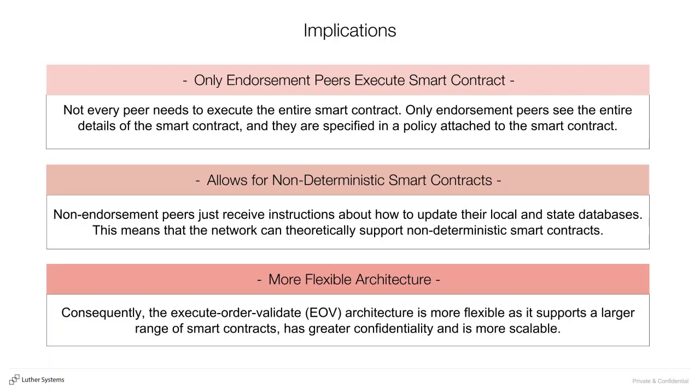Another implication of this architecture is that the non-endorsement peers, because they don't see the smart contract, they're not executing the smart contract, they're just updating their underlying state database. What this means is theoretically, in this type of architecture, you could support non-deterministic smart contracts.